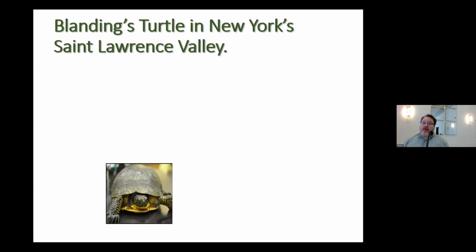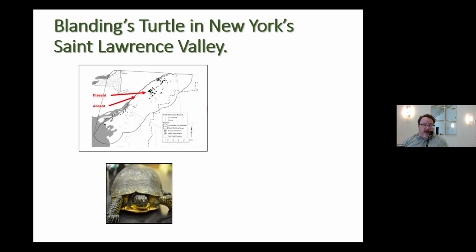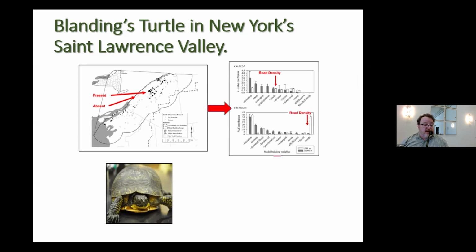So I work in the St. Lawrence Valley of New York State, right on the Canadian border. It's an area where there is perhaps the strongest population of Blanding's turtle in New York State, and one of the centers for the population between here and Ontario, across the river in the Northeast. And so we're interested in understanding where specifically these animals occur, what kind of habitat needs to be protected.